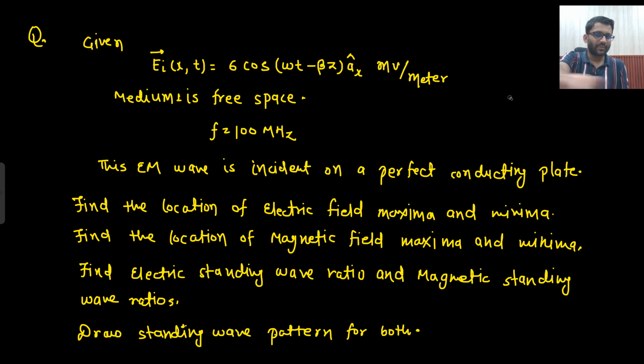So this is the incident electric field expression that is given. Medium 1 is free space, and f is equal to 100 megahertz. This EM wave is incident on a perfect conducting plate.